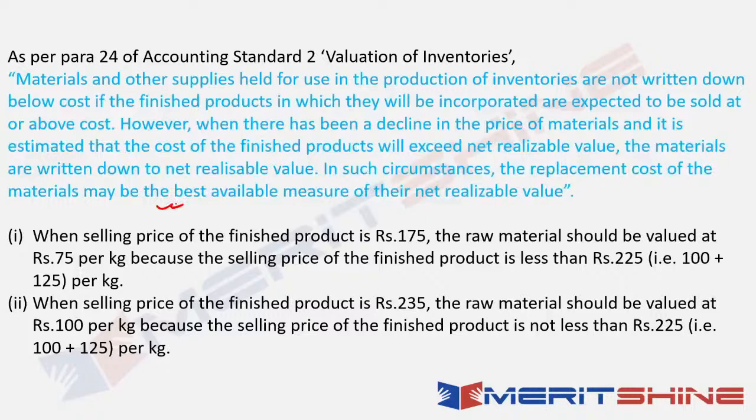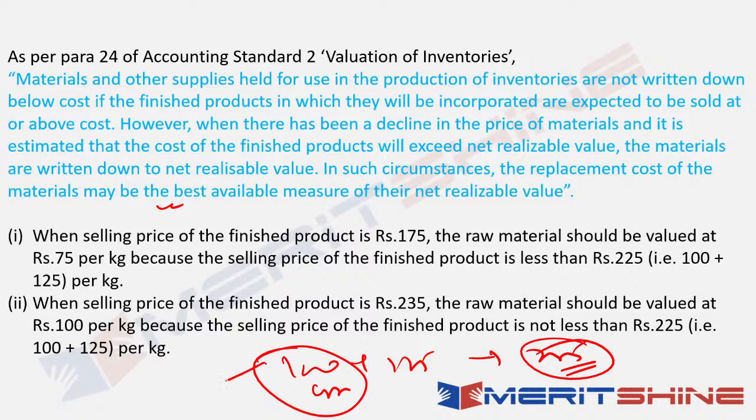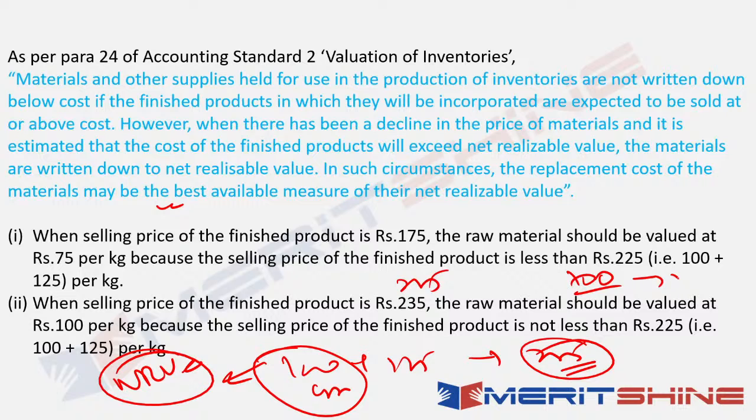Your NRV versus cost. Generally, materials will never be written down below cost unless the final finished product that you are selling is not able to break even. So the 100 cost of the material plus 125 other costs, 225, if you are not able to touch this, then this 100 you will have to bring down to the NRV. If you are able to touch 225, not just 235, even if it was 225, you would not have written down this 100 to 75. This is very important. Is it clear to everyone?